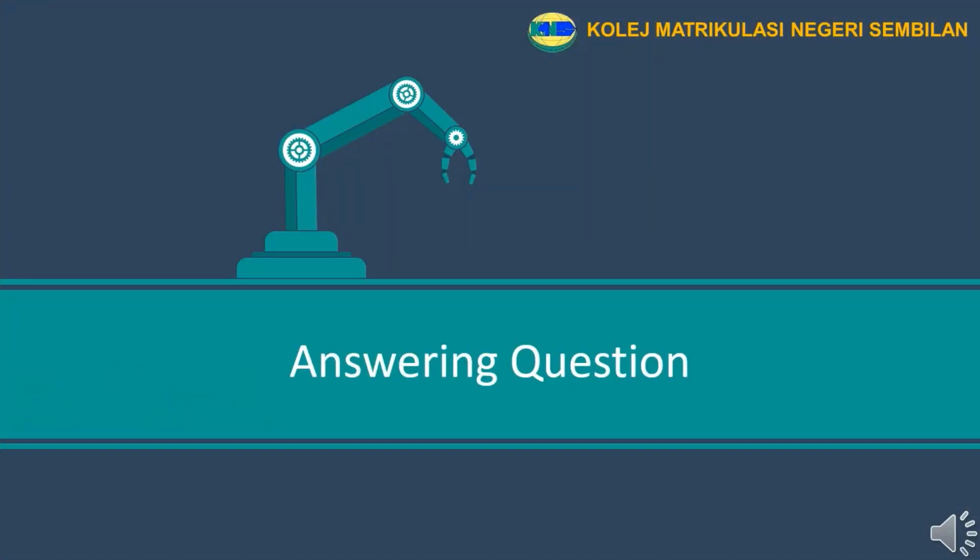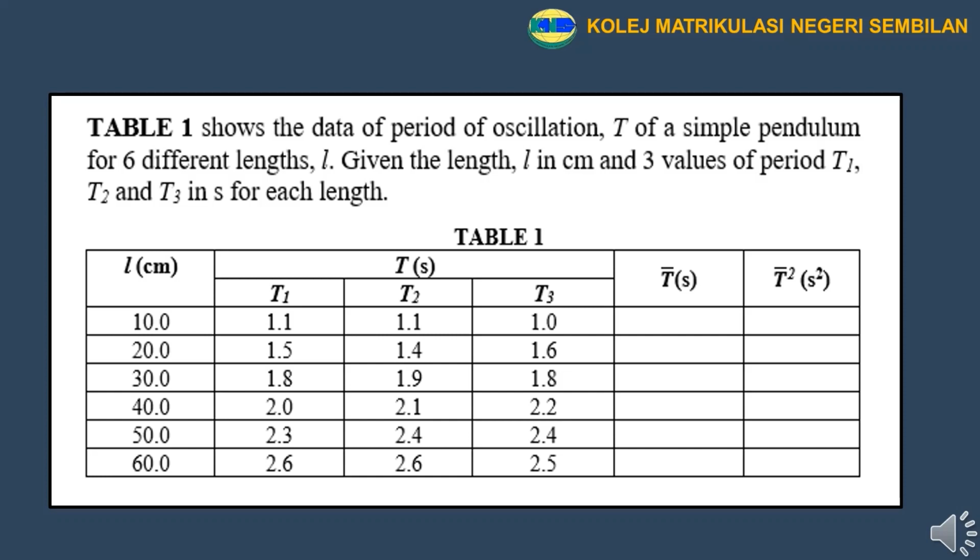Answering questions. So now we are going to implement the theory into practical. You are going to plot and analyze a graph based on the data given in table 1. The data is about the period of oscillation T of a simple pendulum for 6 different lengths L. In the table, you are given length L in centimeter and 3 values of period T1, T2, and T3 in second for each length.